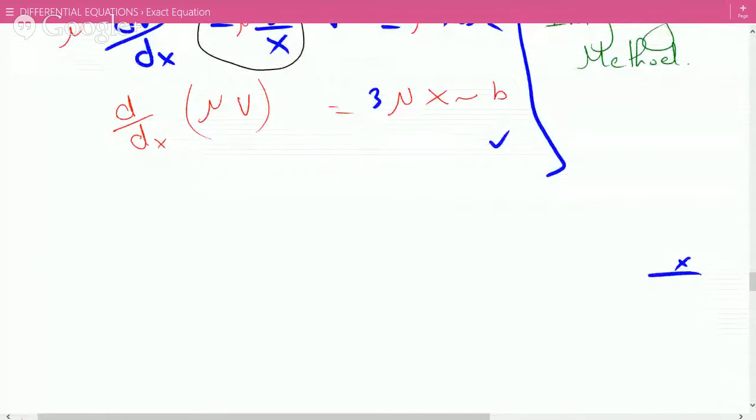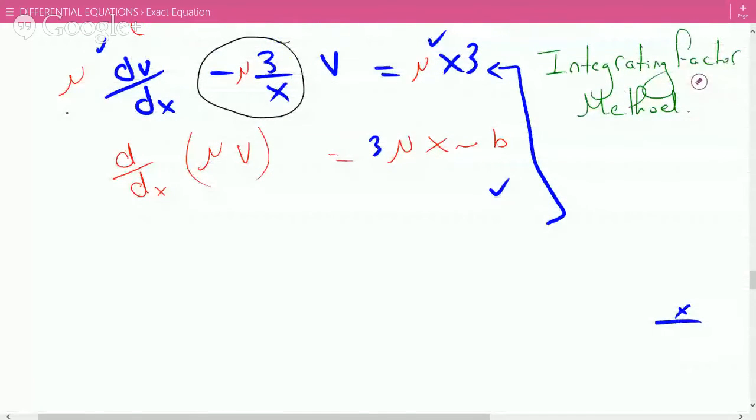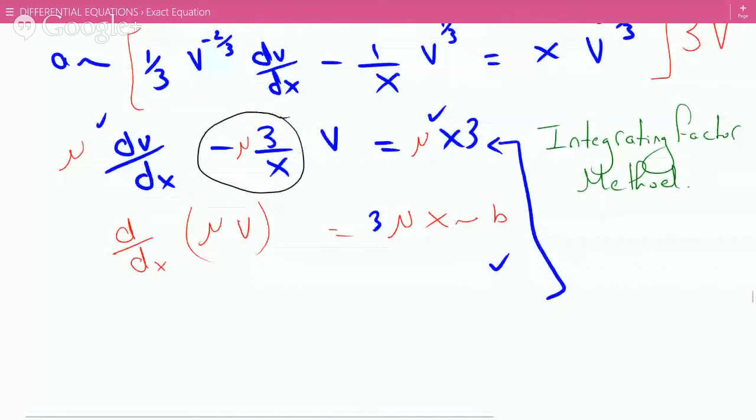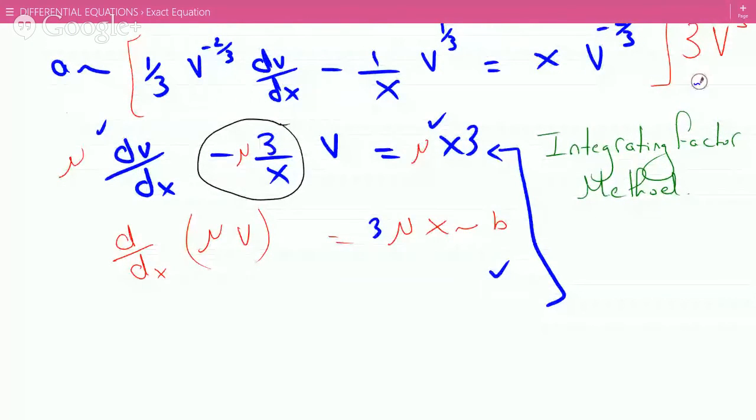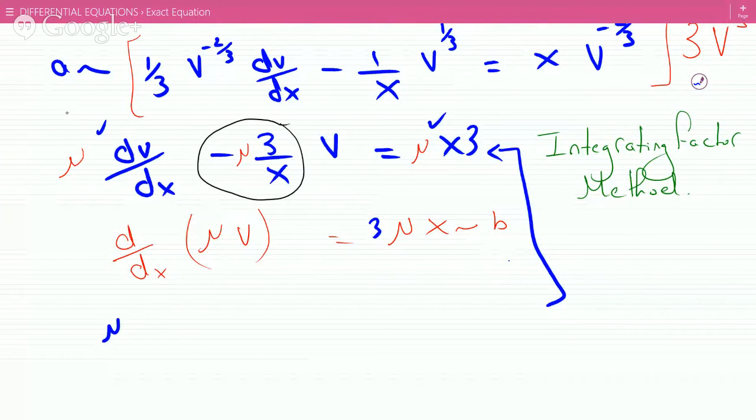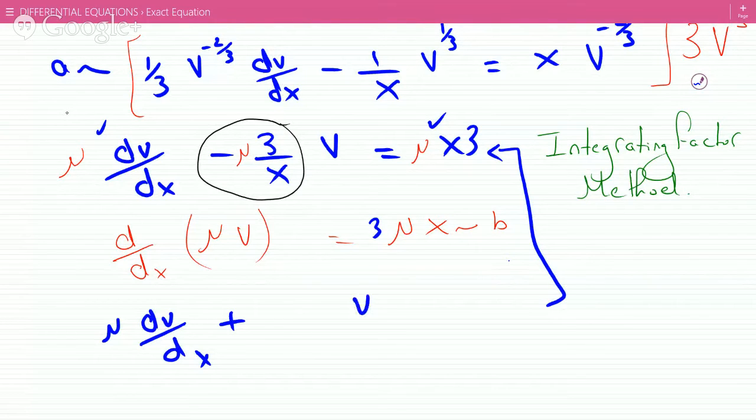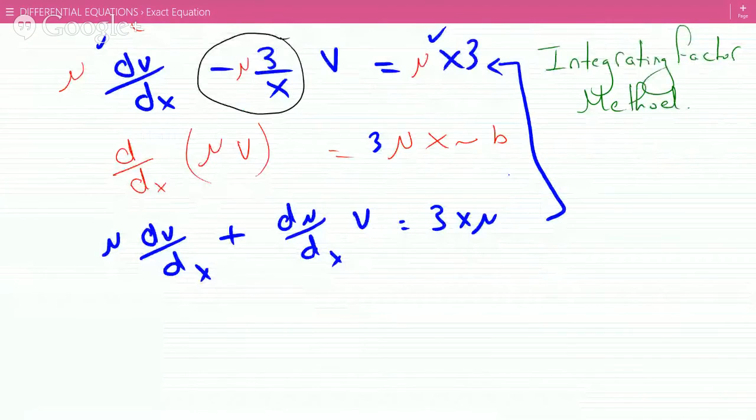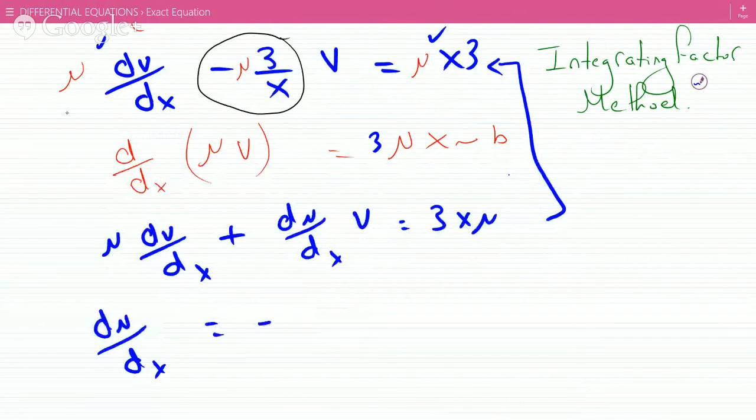Let me erase this. Okay. So now this is 3x. And then if we differentiate that, we get mu dv over dx plus v times dmu over dx equals 3x times mu. So that just means dmu over dx has to equal minus 3 over x mu.